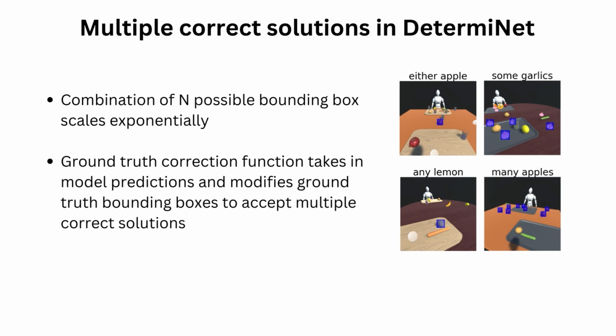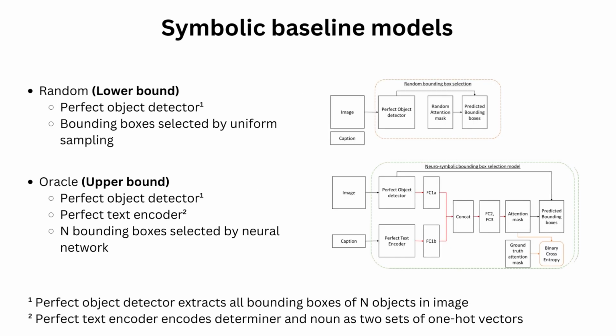The nature of determiners means that there is the possibility for multiple correct answers. For example, in the scene "either apple", labeling either of the apples would be correct. To accommodate for this, we have included a ground truth correction function in our evaluation to accept multiple correct solutions. We have designed two different symbolic baseline models which serve as a lower and upper bound to our models. The lower bound is the random predictor, which uniformly samples bounding boxes from the perfect object detector. Our upper bound is the oracle model, which uses a neural network to select bounding boxes based on a perfect object detector and text encoder.